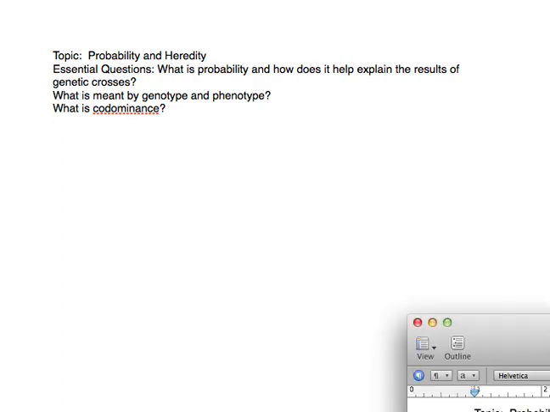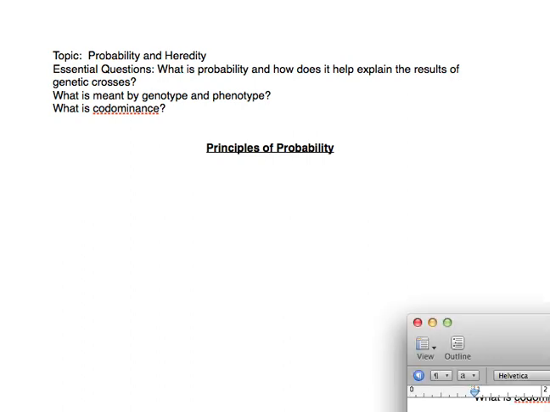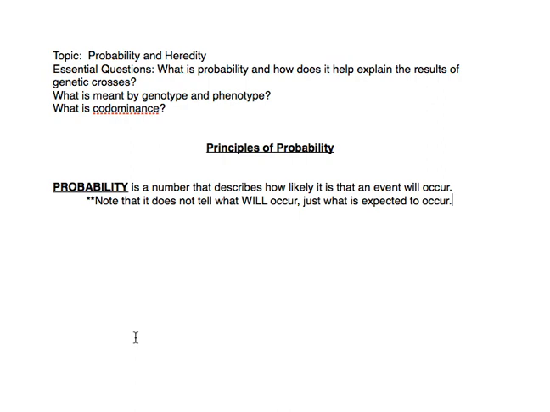Okay, so now for the notes. The first thing we're going to talk about is the principles of probability. So in your notes section, you need to write that down. Principles of probability. Okay, so let's define probability. Probability is a number, and that's important. It's a number that describes how likely it is that an event will occur. Please note that it does not tell what will occur, just what is expected to occur.